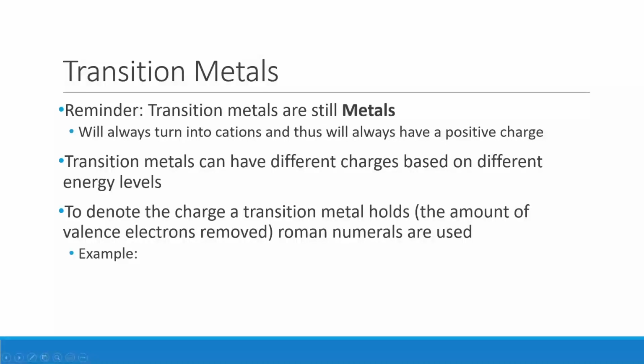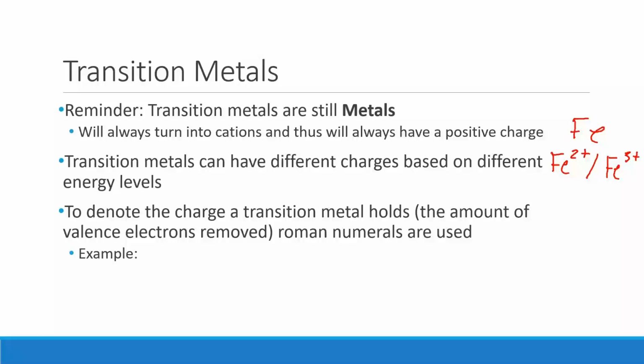So a common example is iron, which is Fe on the periodic table. Now, iron can exist in one of two ways. It can either have a charge of positive 2 by losing 2 electrons, or it can have a charge of positive 3 by losing 3 electrons. So when you're referring to the iron cation, you have to specify which one you're referring to, because iron cation can mean either of these two things.